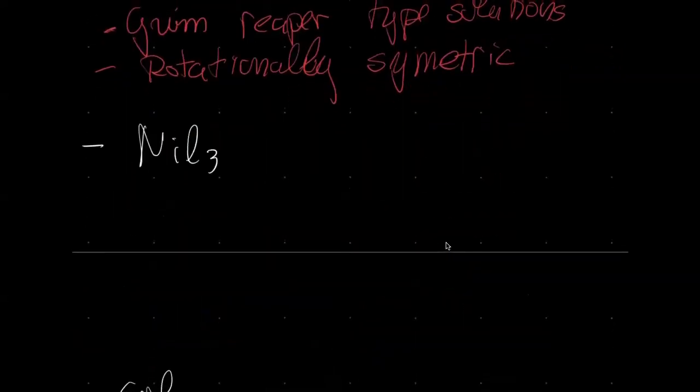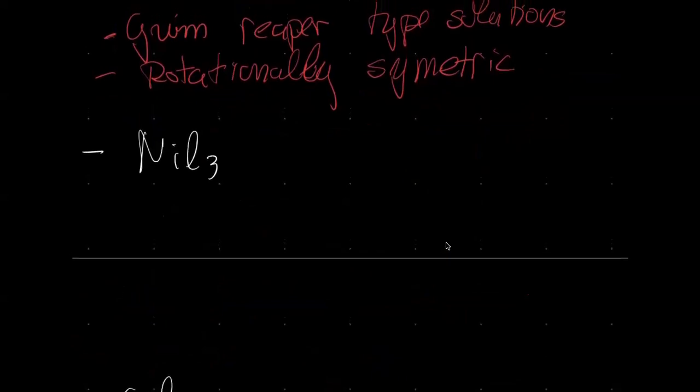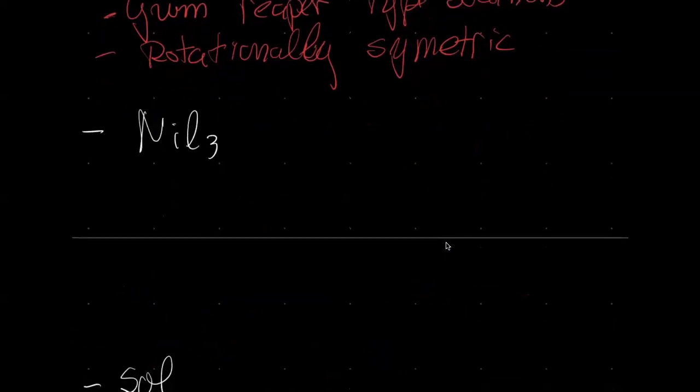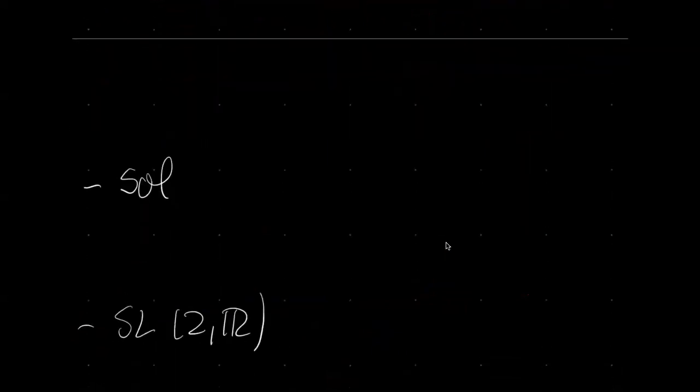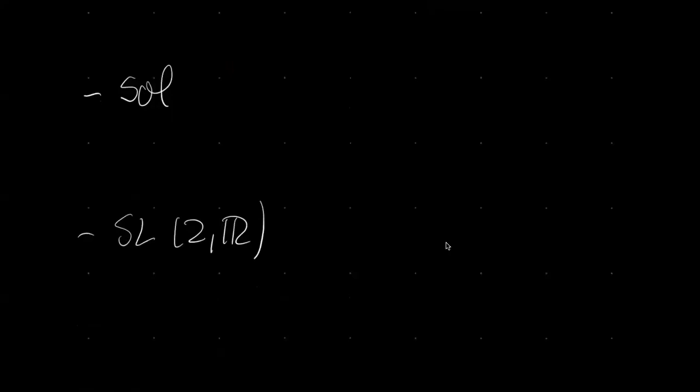In Nil, you have a very complete classification that maybe I'm gonna skip for now because I'm not gonna use it in the last part, and I have very little time. But you also have many different types of solutions here. In SL2, this is a very recent paper, and you also have some Grim Reaper type solutions. I think the only thing that they do in that paper is Grim Reaper type.